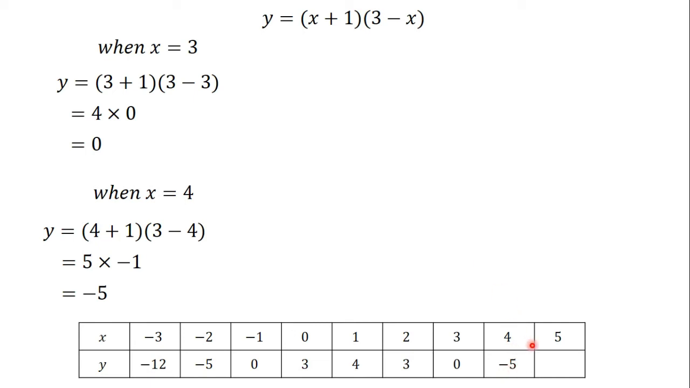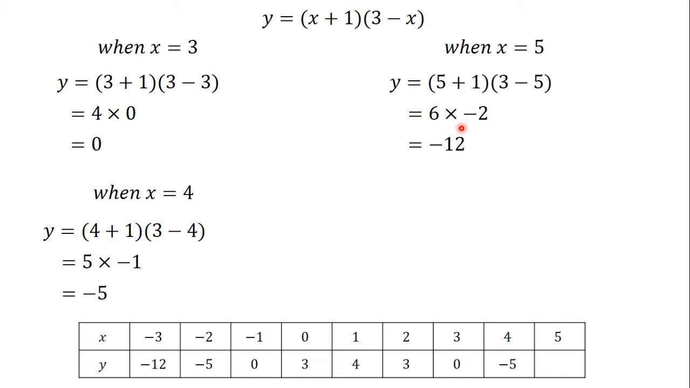The last x value we have in the table is 5. When x is equal to 5, y will be equal to 5 plus 1 in the first bracket, then 3 minus 5 in the second bracket. 5 plus 1 is 6. 3 minus 5 is minus 2. 6 times minus 2 gives us minus 12. So when x is equal to 5, y is equal to minus 12.